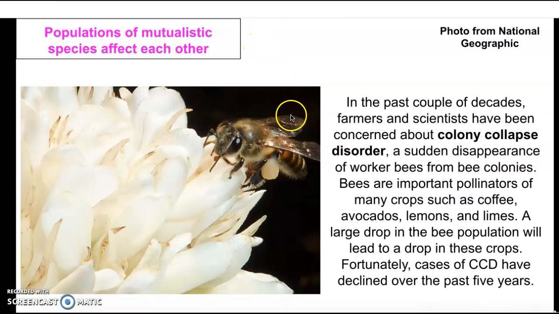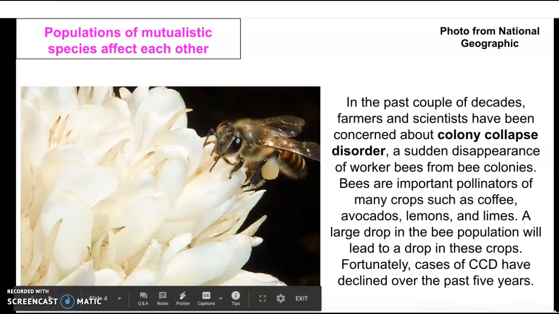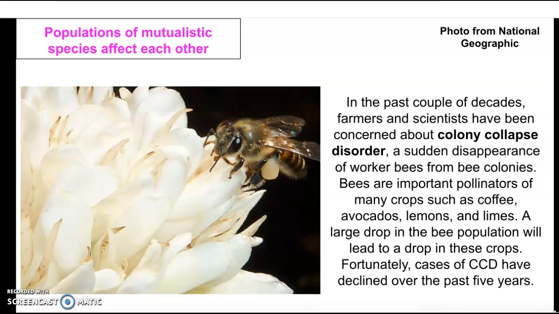So here's an example. In the past couple of decades, farmers and scientists have been concerned about colony collapse disorder, a sudden disappearance of worker bees from bee colonies. Bees are important pollinators of many crops such as coffee, avocados, lemons and limes. A large drop in the bee population will lead to a drop in these crops. But fortunately, cases of CCD, colony collapse disorder, have declined over the past 5 years.